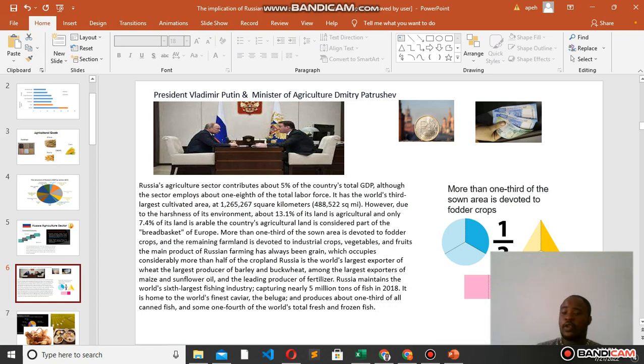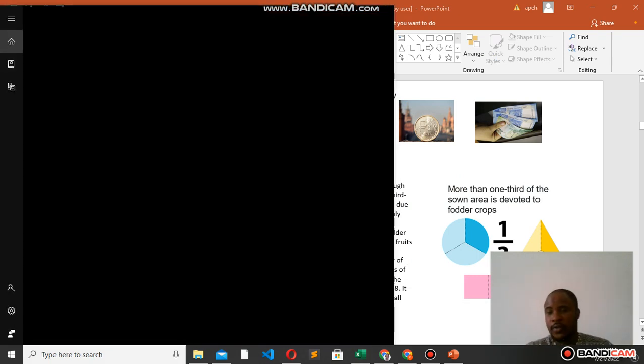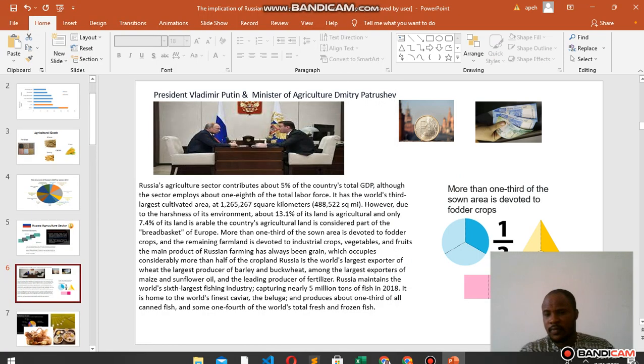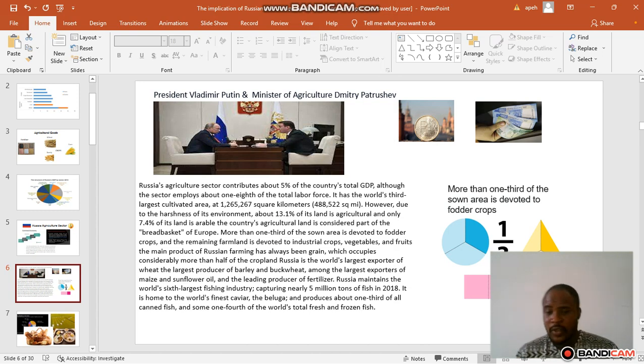Russia's agricultural sector contributes about 5% of the country's total GDP, although the sector employs about 1/8 of the total labor force. It has the world's third largest cultivated area. So if you look at all the countries put together in terms of cultivated area, Russia is number 3, and it is 1,265,267 square kilometers.